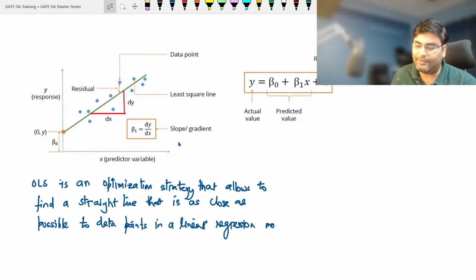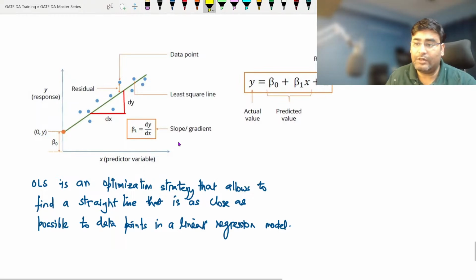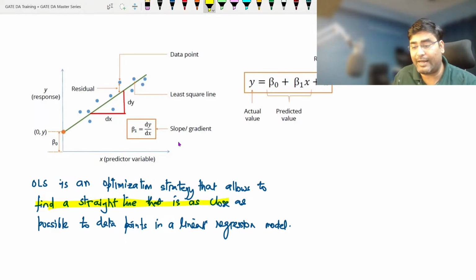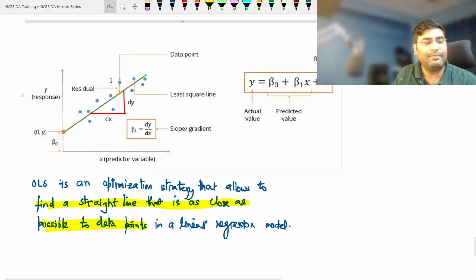See, what is your whole plan when you're doing a linear regression model? You're trying to minimize the error, which basically means, in simple terms, finding a line which is as close as possible to the data points, which I have been telling you multiple times, right? Now we need to do the derivation.